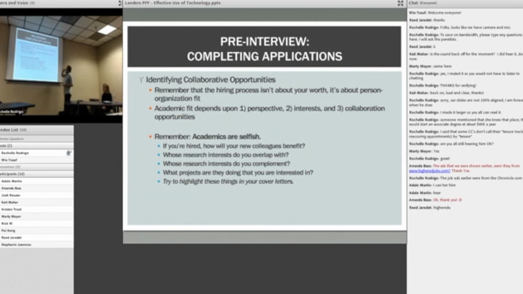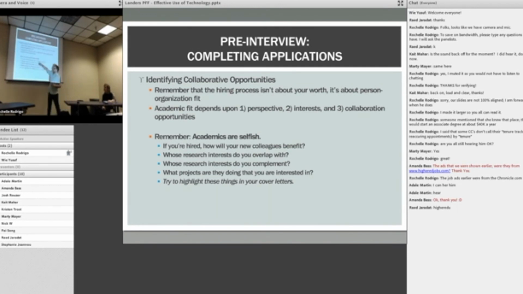So when you're trying to put together your application, you actually need to look at three different things. The perspective of the hiring committee, the specific interests where you have matches, and the specific collaboration opportunities that might exist. You need to scour their websites for who you might see yourself potentially working with, talking to, being friends with, etc. when you get to that school. Every cover letter should be different. You should not have identical cover letters for 82 schools that you apply to, period. They need to be customized. And use the website to figure out this information.